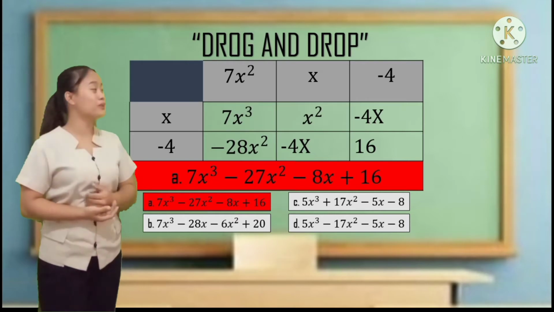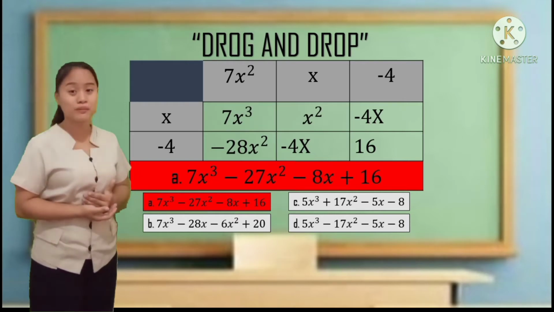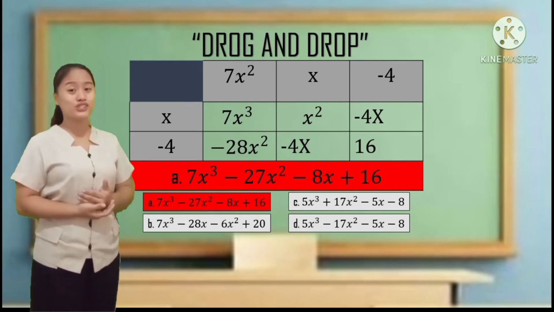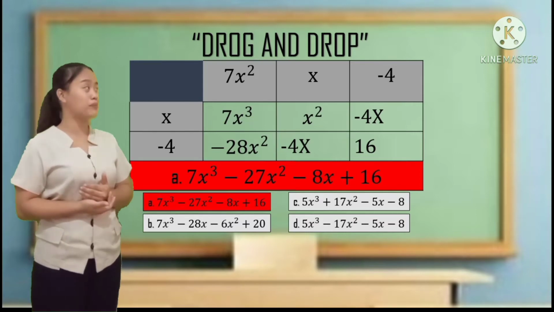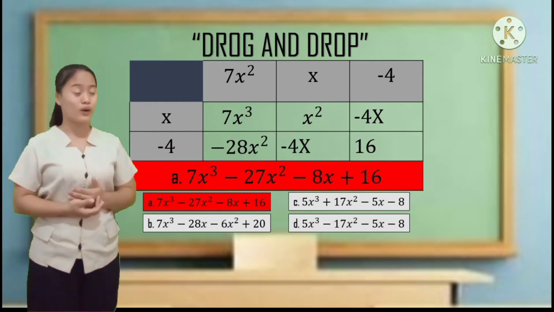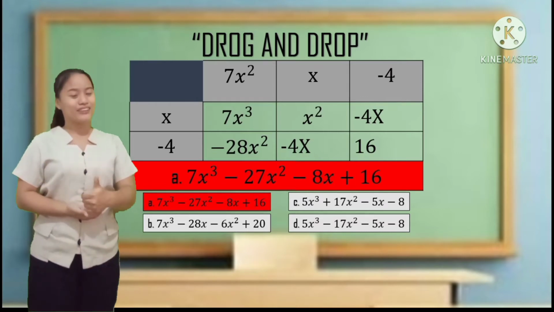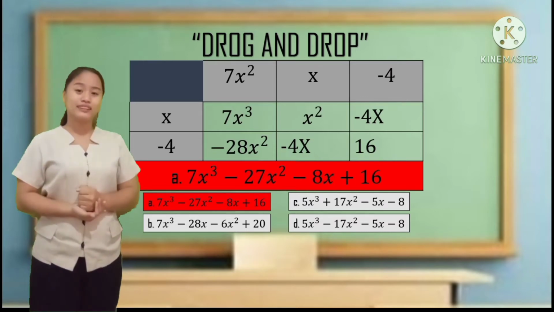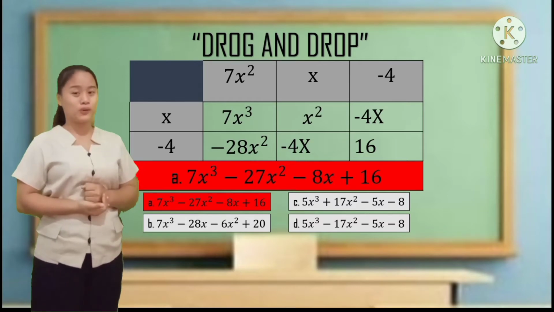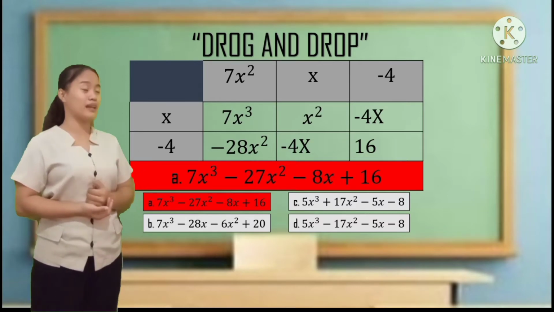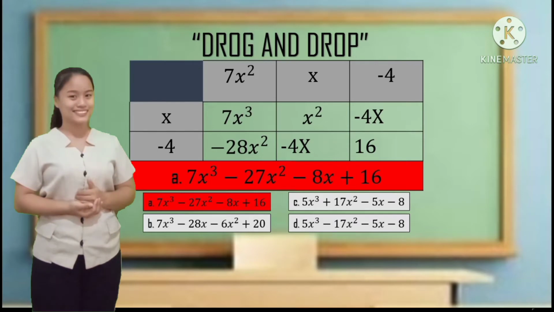Okay, very good, group 1. So they use distributive property to answer the graph of multiplying polynomials. So I can see that their answer is correct. Okay, very good, group 1. Now, next group is group 2. Please come in front and present your answer, please.